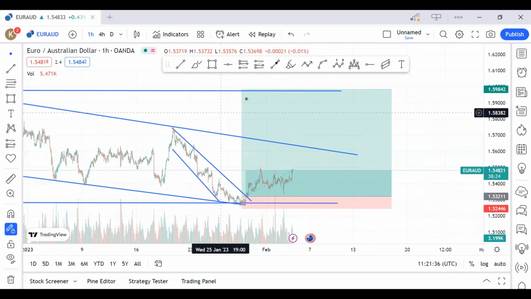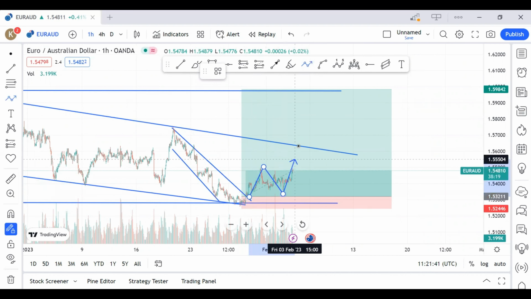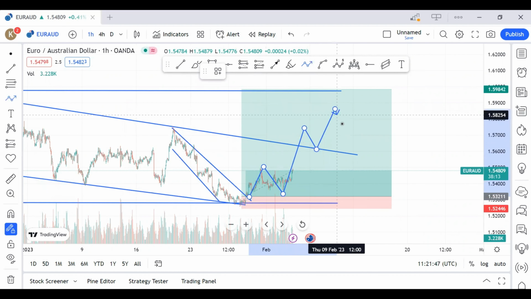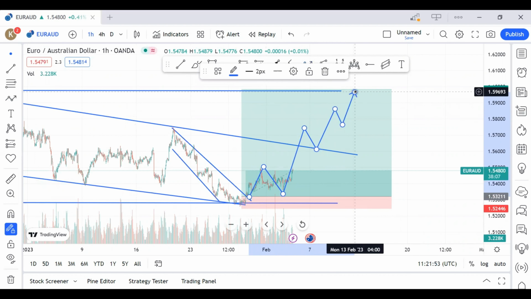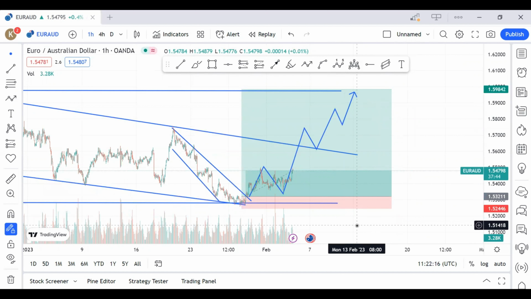Then the market will range in this type of formation. This level here, this level here, this break, this level here, possibly move to the upside, and down. So this is how the market will be ranging from now until possibly the 13th of February 2023. This is how the market will be moving, will be ranging.